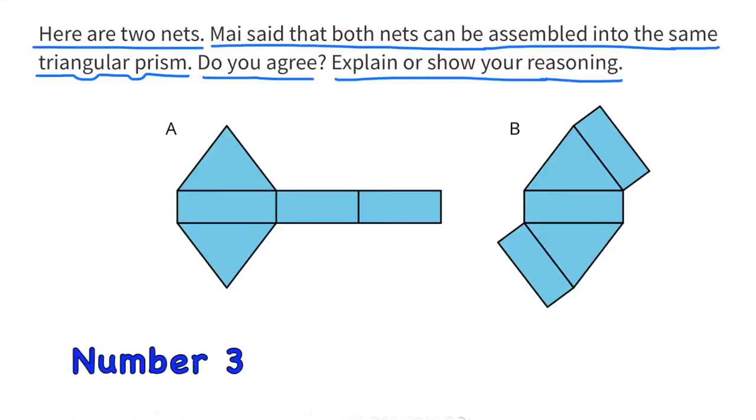Number 3. Here are two nets. Mai said that both nets can be assembled into the same triangular prism. Do you agree? Explain or show your reasoning.